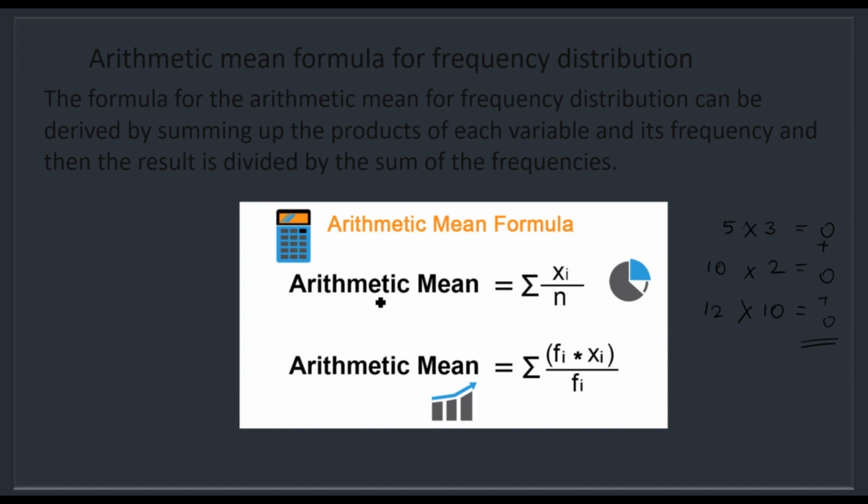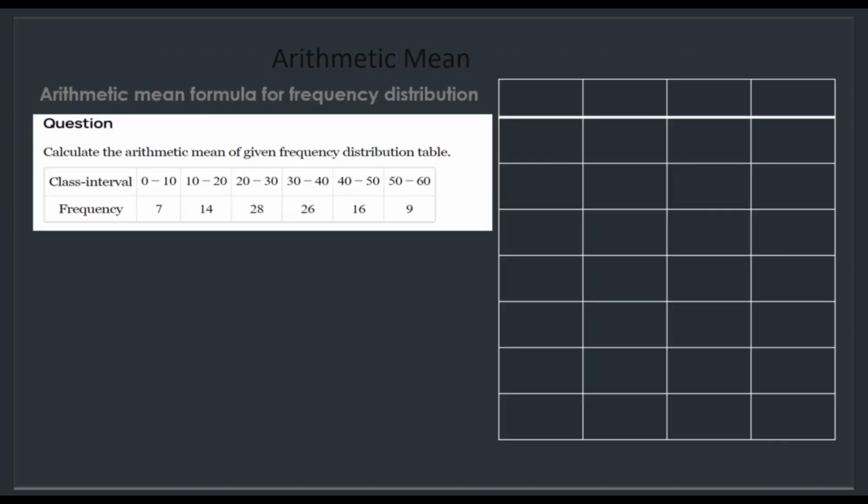So the normal arithmetic mean is the summation of xi divided by n. But for a frequency distribution, we first find the product fi into xi, then divide by the sum of fi. Let's take an example of a frequency distribution with class intervals. Here we are getting only the class intervals. So this is our class interval.